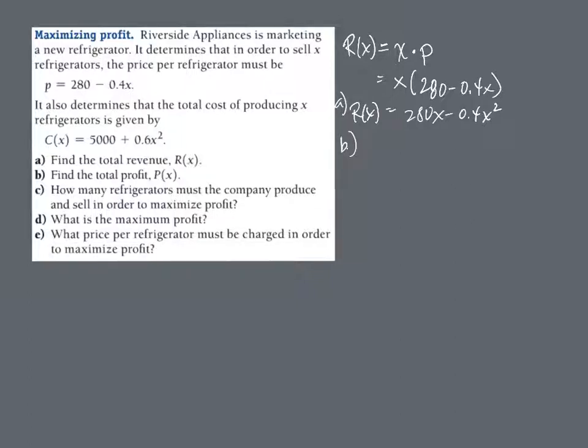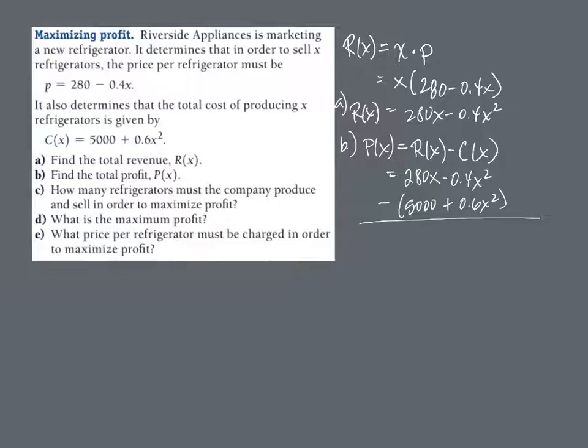Part B is to find the profit. Well, what is the relationship between profit, revenue, and cost? Profit is revenue minus cost. So our profit function is our revenue function, 280x minus 0.4x squared, minus our cost function, so minus 5,000 plus 0.6x squared. And so that would give us 280x minus 0.4 minus 0.6, which is minus 1x squared, and then minus 5,000. This is our profit function.